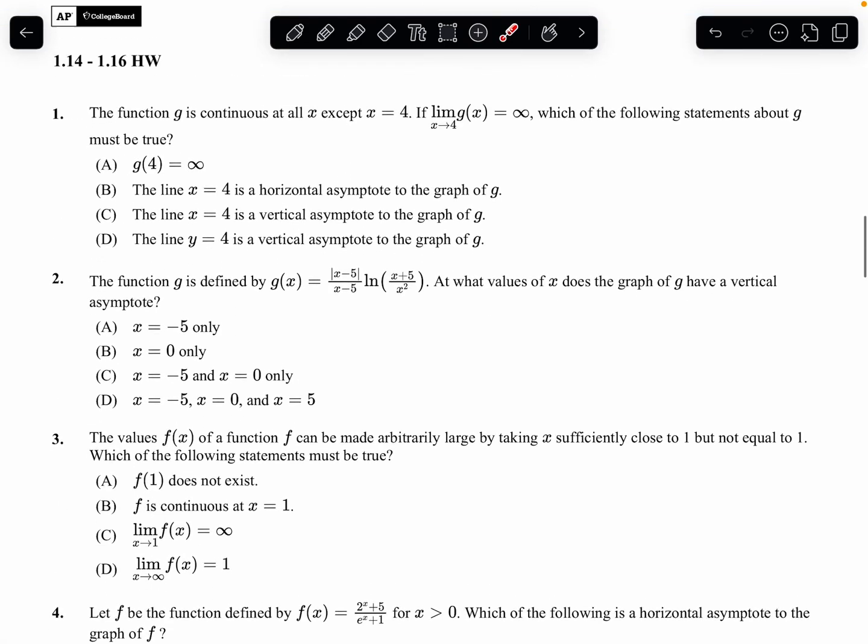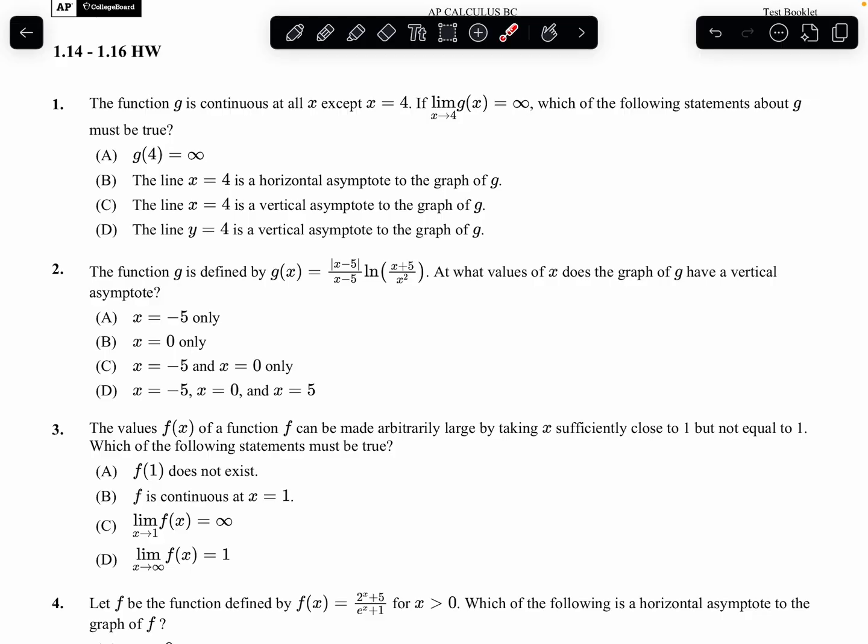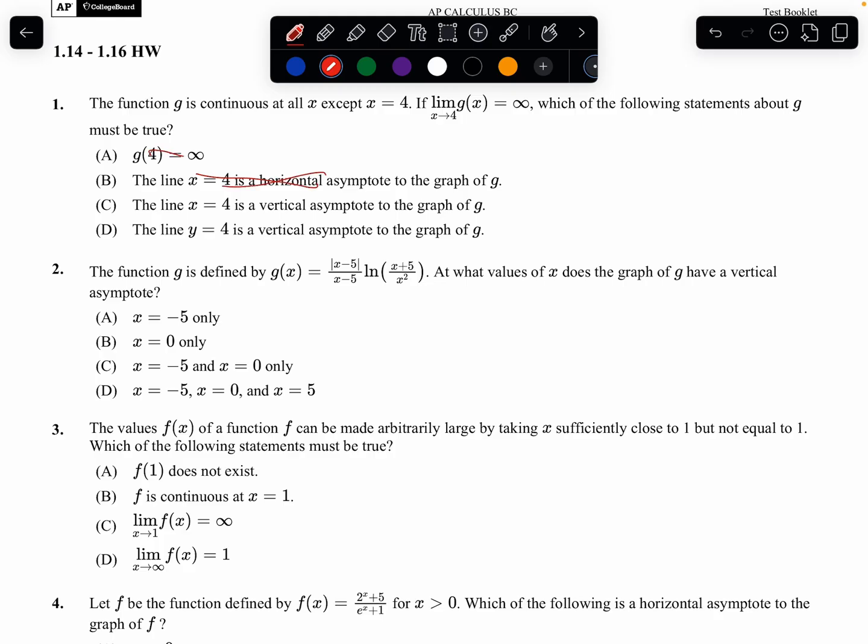Okay, so to go on to the multiple choice, the function g is continuous at all x except at x equals 4. If the limit as x approaches 4 is equal to infinity, which of the following statements about g must be true? G of 4 is equal to infinity? No. The line x equals 4 is a horizontal asymptote? Nah, that's terrible. Nope, can't be horizontal, it can't be that right there.